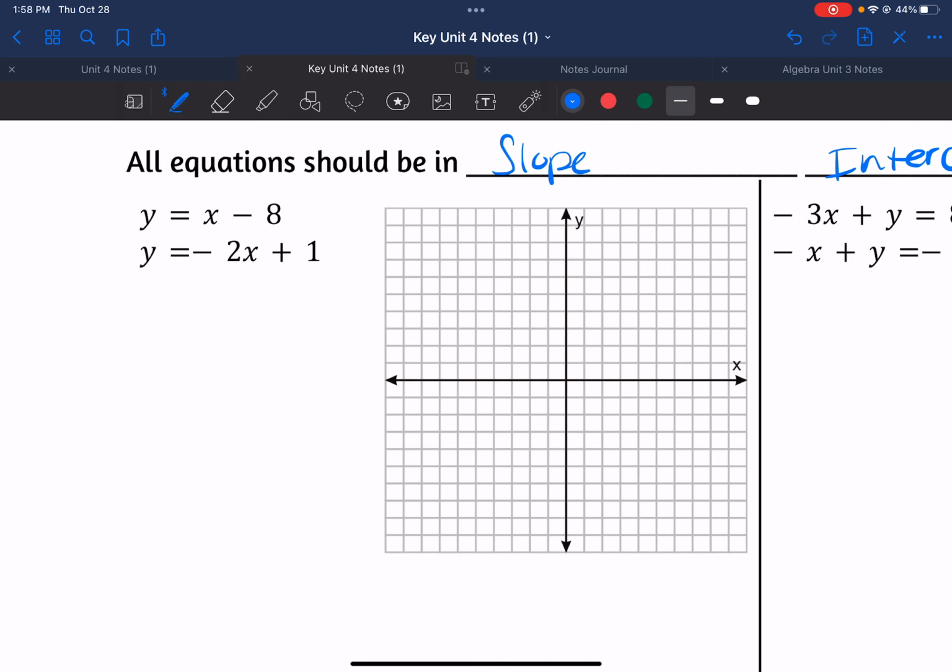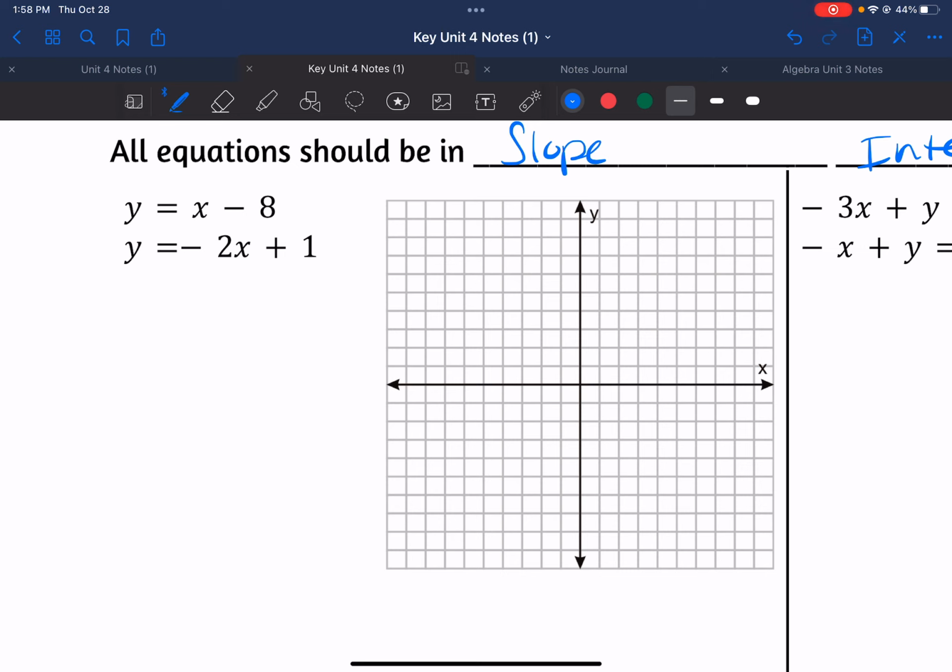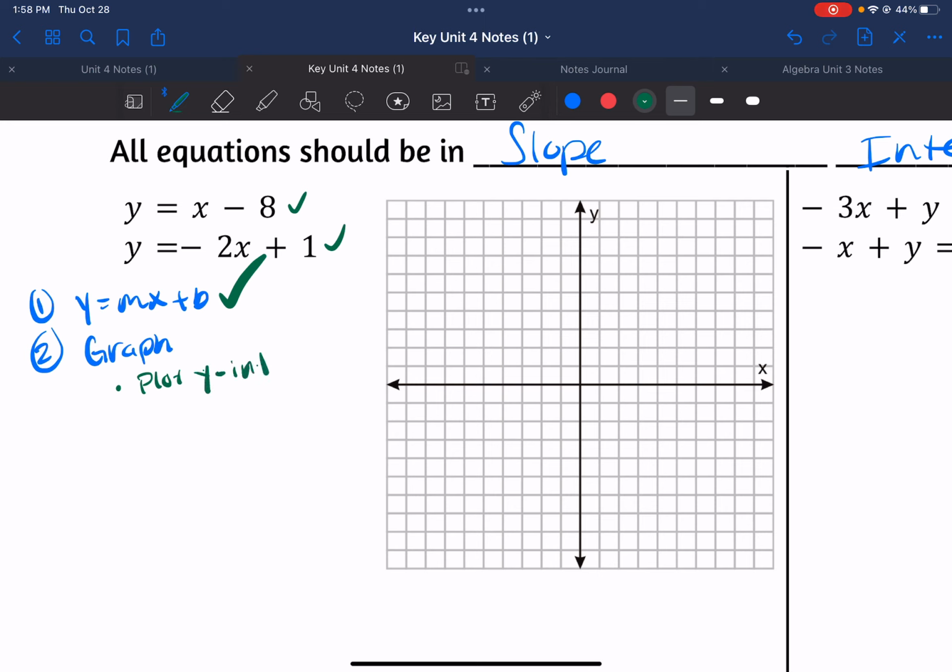All right, so let's go and do this. Step one, let's check y equals mx plus b. Are these in y equals mx plus b already? Check, so we're good. Yep, good. Step one. All right, step two would be to graph. Now, how do we graph? You always plot the y-intercept first, then use slope to make more points.